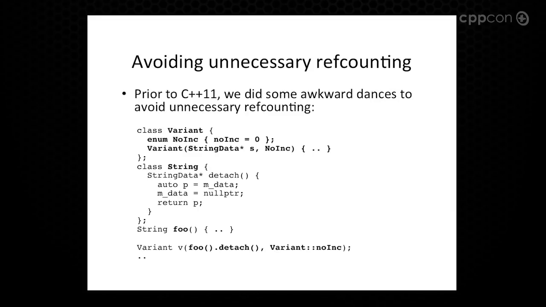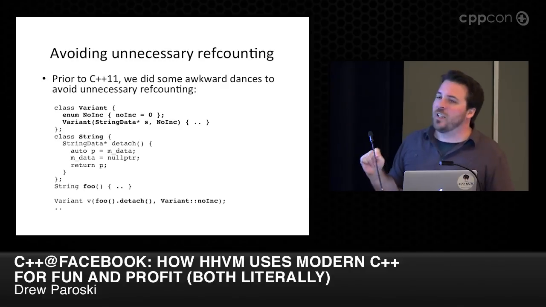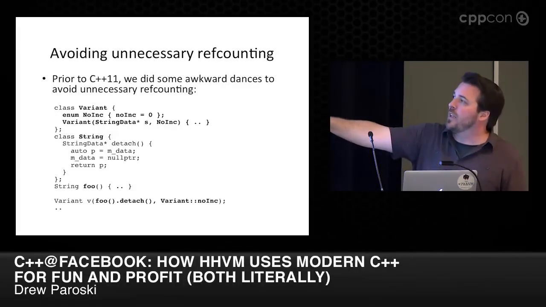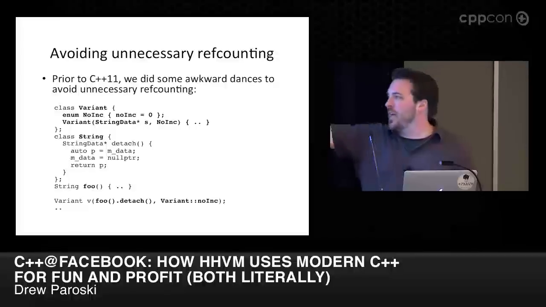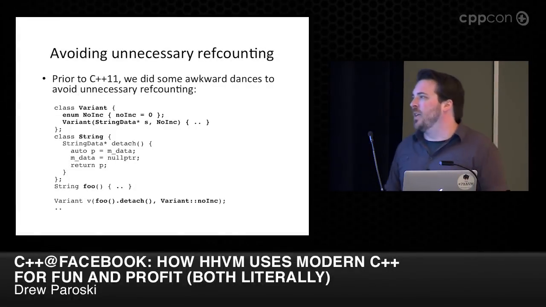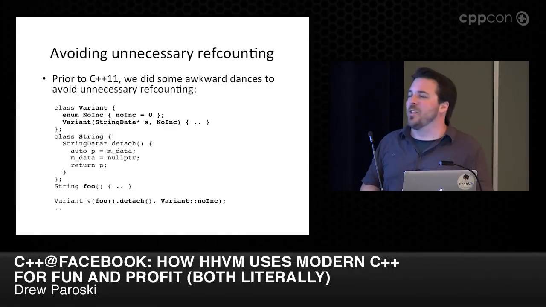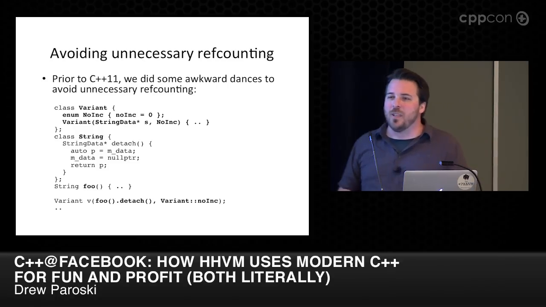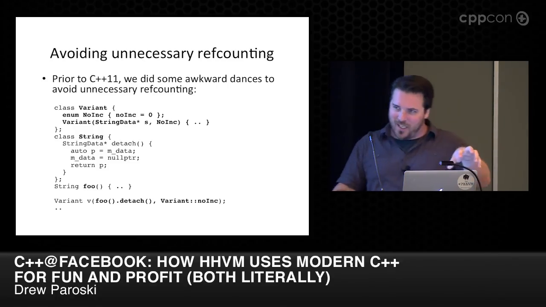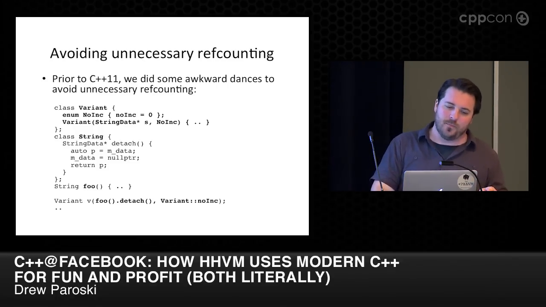This was how we hacked around it before C++11. We'd have a special constructor with a dummy arg that knows not to do the increment. We'd have a detach method on string that we would have to call manually at every use site to basically say, let go of this thing and don't decref it. I know what I'm doing. And then here's what the use site looks like at the bottom. We'd have to use the special constructor variant with the dummy param and then call detach on the string. So we kind of had to do two things, to suppress the inc and to suppress the dec.